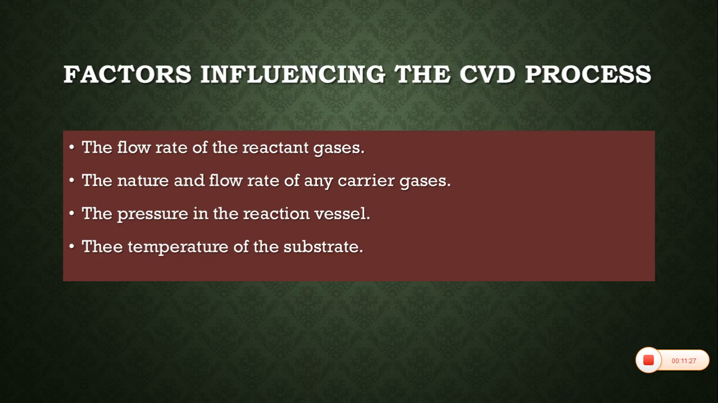Now, the other very important factor is the pressure in the reaction vessel. It also influences the concentration of the reactant gases, the diffusion of reactants towards the substrate, and the diffusion of products away from the surface. Higher diffusivity at lower pressure leads to the formation of a film with better uniformity. Chemical vapor deposition reactors are mostly operated at 1 to 15 kilopascal pressure.